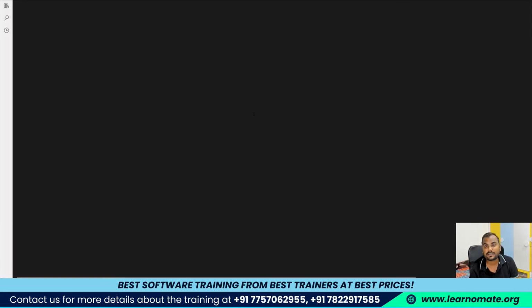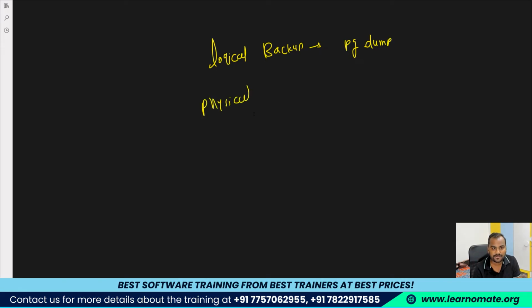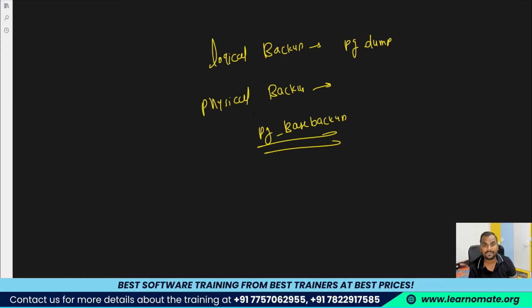So just now we have discussed how you can take the backup by using the logical utilities. Okay, so the logical backup we have taken by using the pg_dump utility. Similarly, if you want to take the backup of the physical file structure, like a physical backup, you can take it by using a utility called pg_basebackup. So this utility you can use if you want to take the backup of physical files.